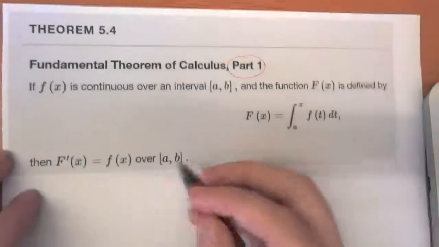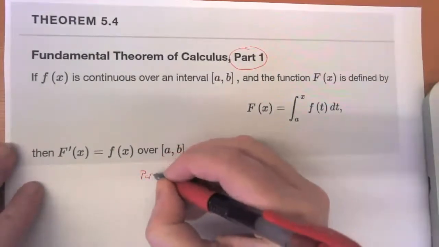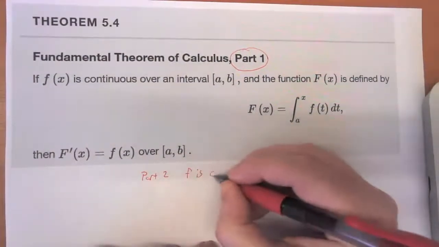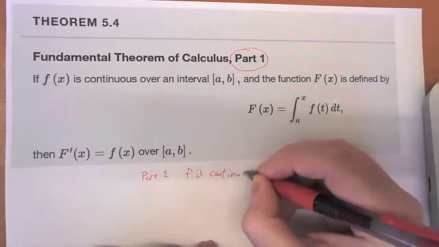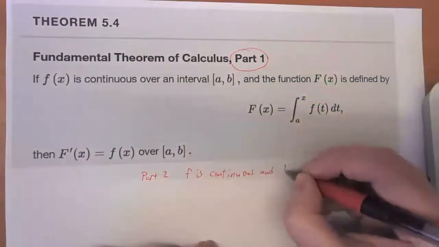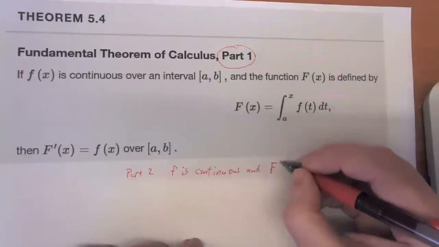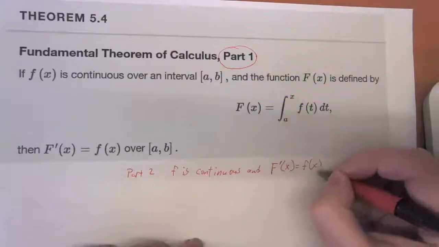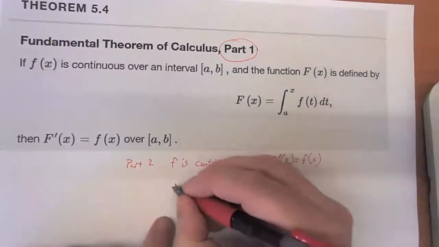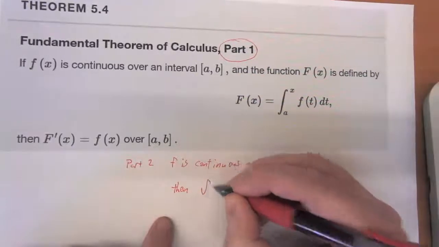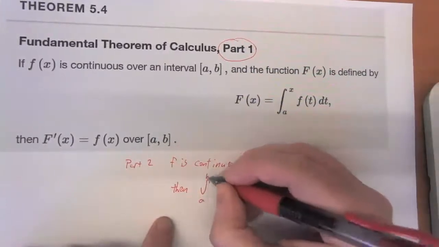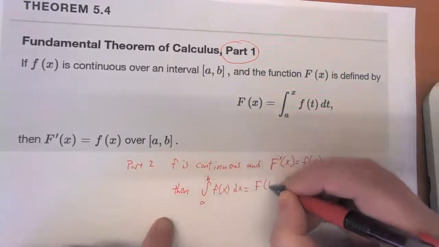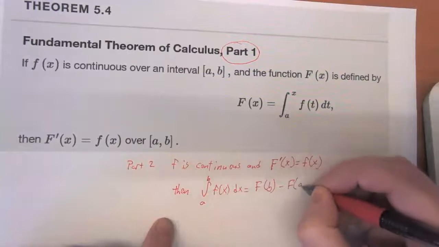So just to give you a reminder, part two was the thing that said that if f is continuous and big F prime of x is equal to little f of x, so if this is an antiderivative, then the definite integral from a to b of f of x dx is equal to big F of b minus big F of a.